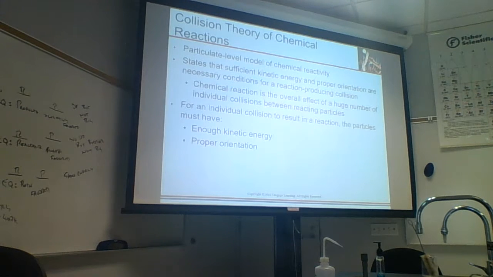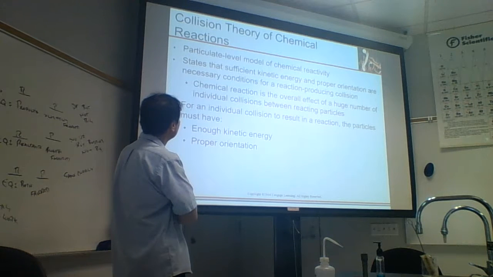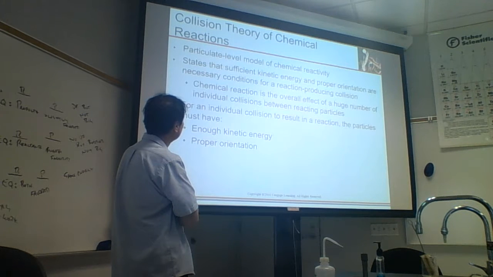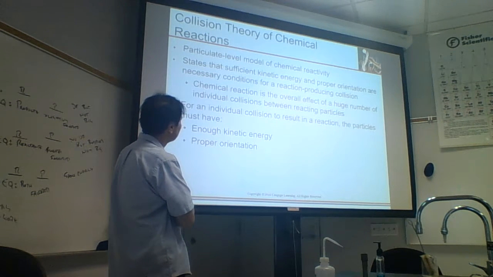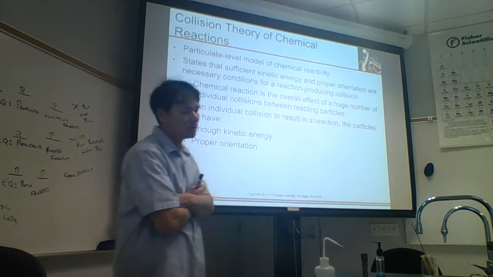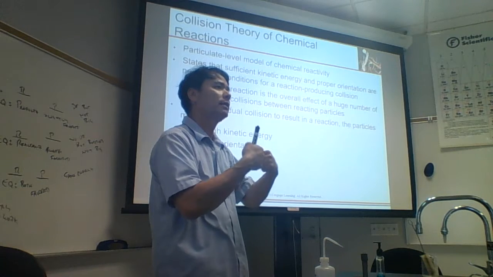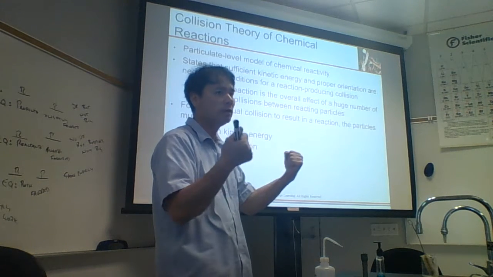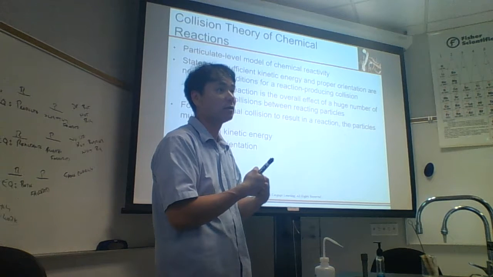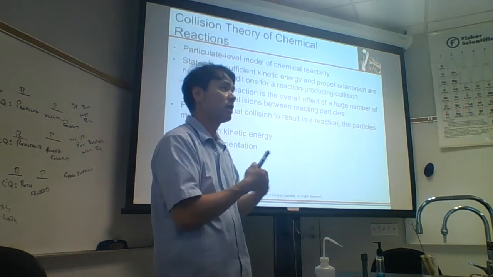And so the first bullet point is we're looking at the particulate level collisions. The second bullet point states that sufficient kinetic energy and proper orientation are necessary. Third bullet point, chemical reactions will overall involve a huge number of collisions for an individual collision. Okay, for these bullet points, there's only two things on this slide. One, particles collide. Two, when they collide, they have to collide with enough energy. Water molecules can collide, but that doesn't mean they're going to react. If I had 1 billion water molecules, only like 4 out of 1 billion have enough energy to react.